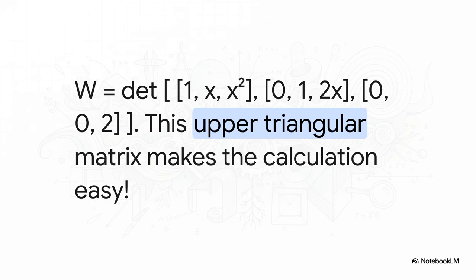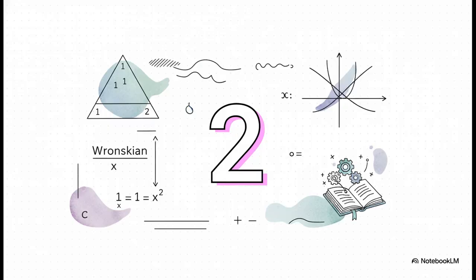But wait, take a look at its structure. See all those zeros in the bottom left? This is what's called an upper triangular matrix. And hey, if you remember anything from linear algebra, you know this is fantastic news because it makes calculating the determinant almost laughably easy. See, the determinant of a triangular matrix is just the product of the numbers on its main diagonal. That's it. So our Wronskian is just 1 times 1 times 2, which equals 2. And since 2 is definitely not 0, we have just mathematically proven that the functions 1, x, and x squared are in fact linearly independent.